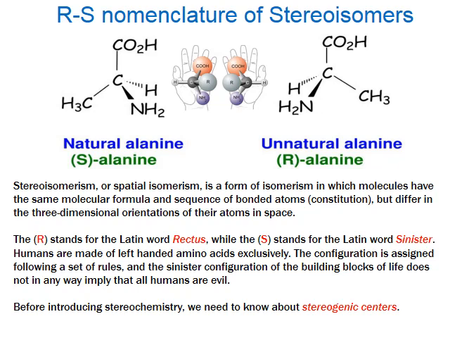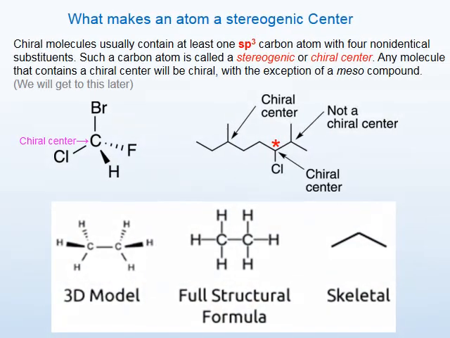Before introducing stereochemistry, we need to know about stereogenic centers. Chiral molecules usually contain at least one sp3 carbon atom with 4 non-identical substituents. Such a carbon atom is called a stereogenic or chiral center. Any molecule that contains a chiral center will be chiral, with the exception of a meso compound, with molecular representations having increasing levels of abstraction.